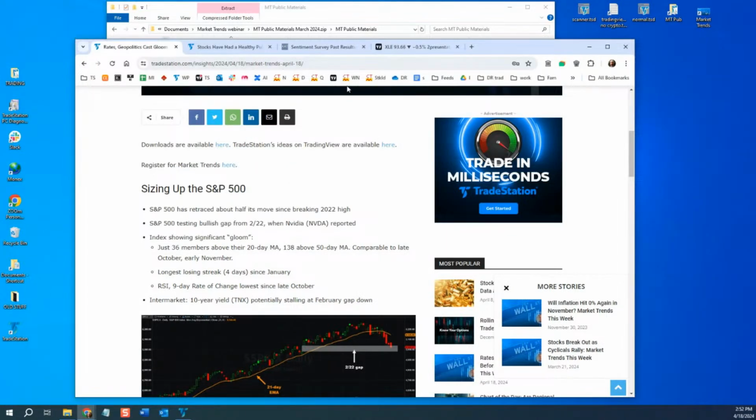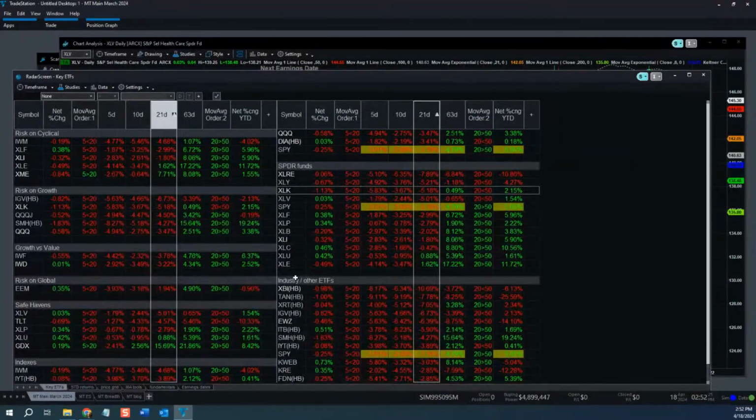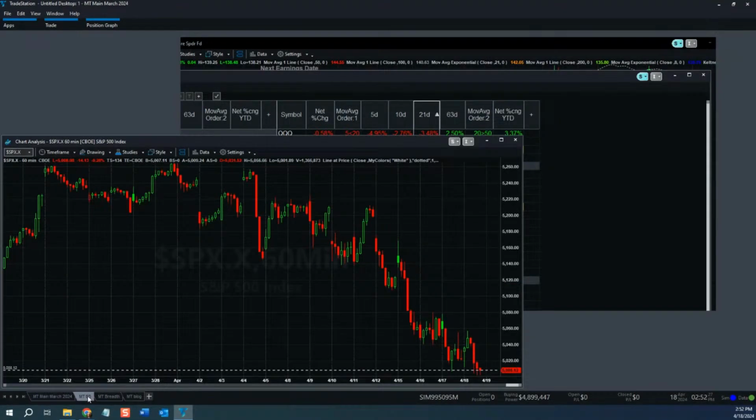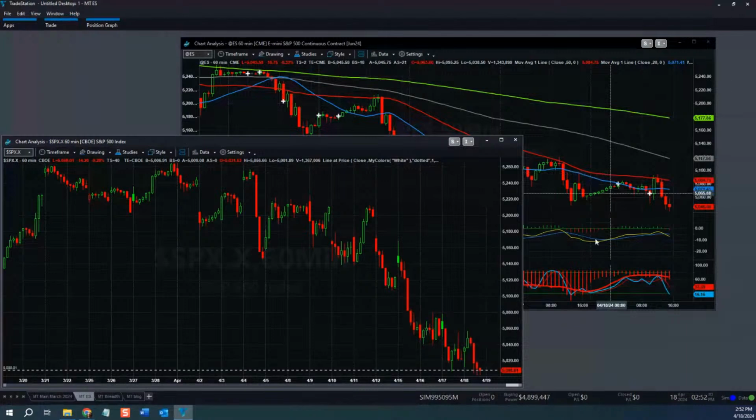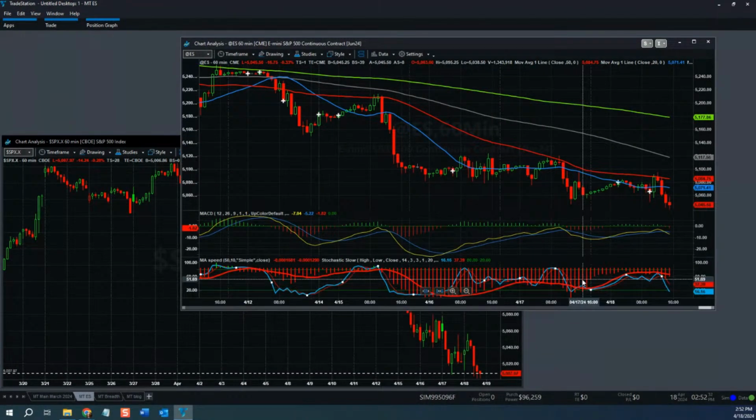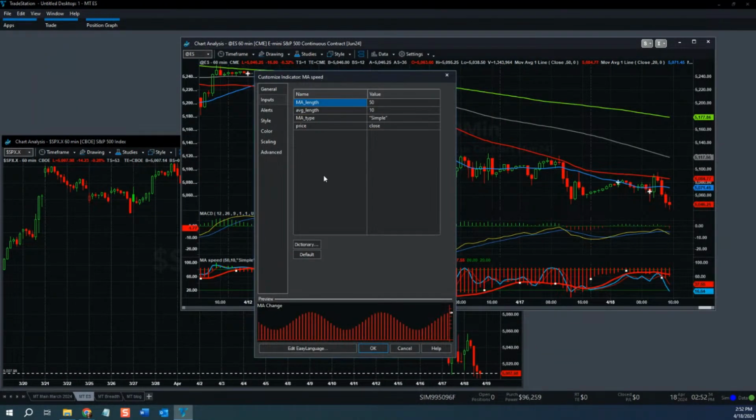All right. I want to end by showing you guys this other tool. It's called MA Speed. So we showed you here the S&P, this chart, which uses this thing here, which is called MA Speed. Now, this is on a chart, so it behaves a certain way on a chart. We're going to use it here in radar screen.